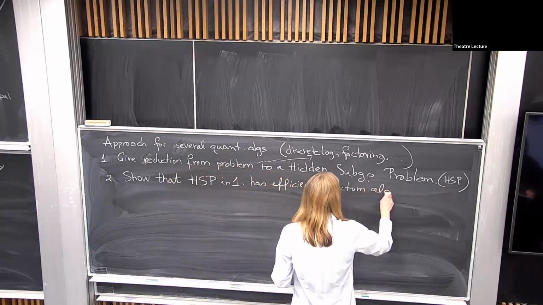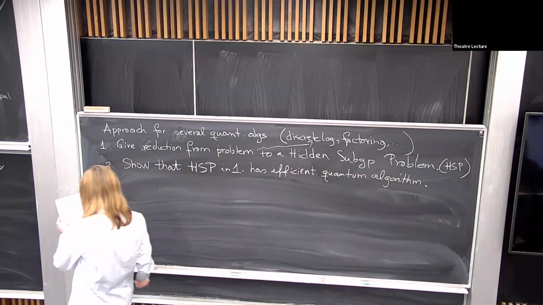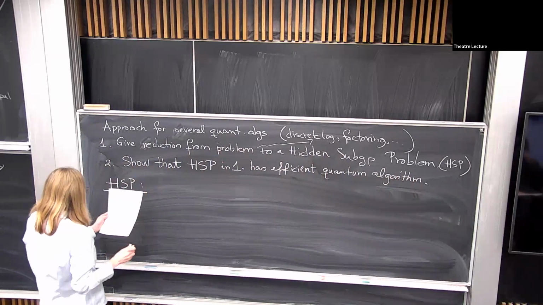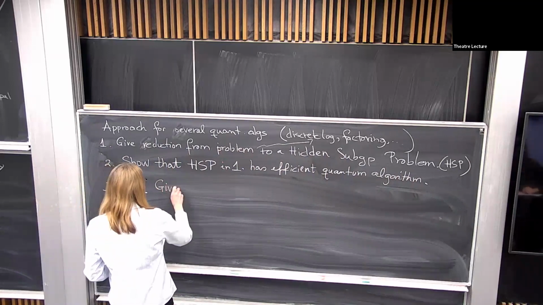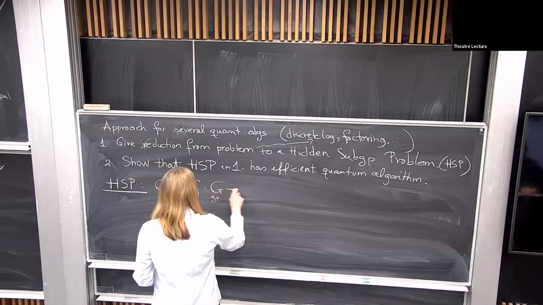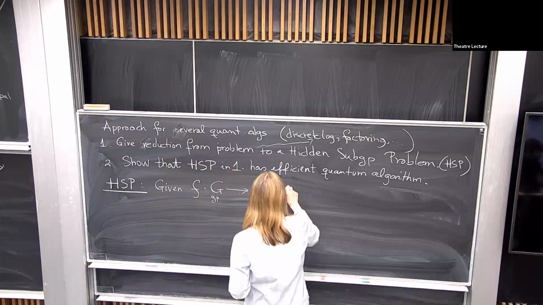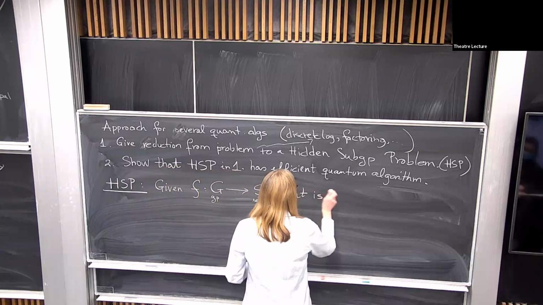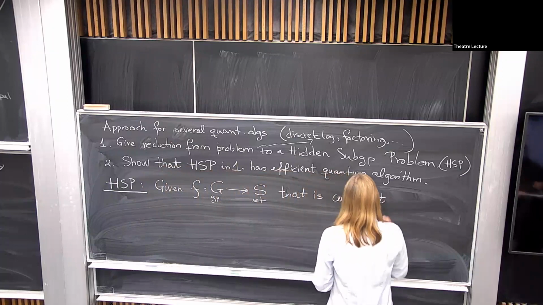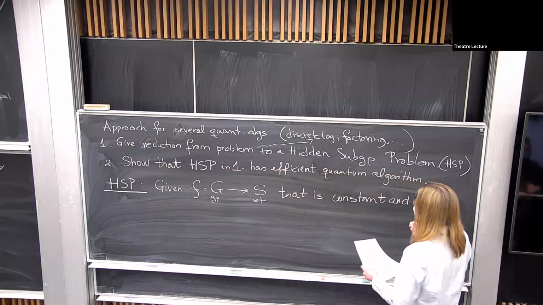So what is this hidden subgroup problem? It's just defined in terms of maps from a group to a set. So if you have some function f from a group G to a set S, and you want this function to be constant, and take different values on the different cosets of a subgroup.